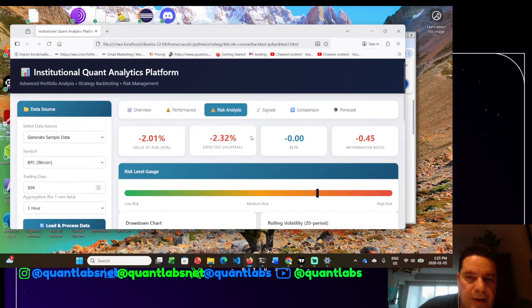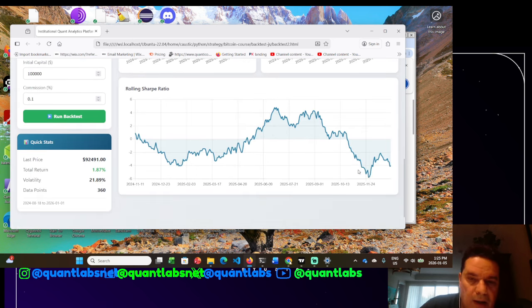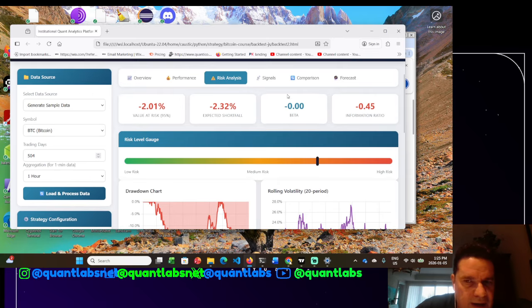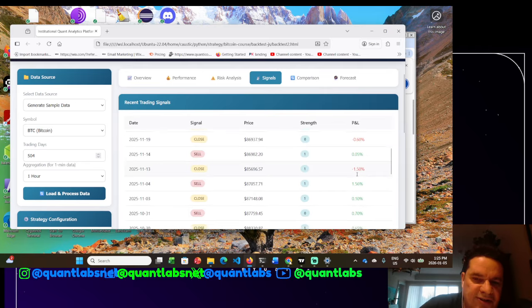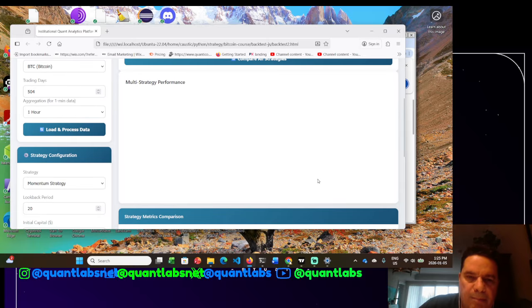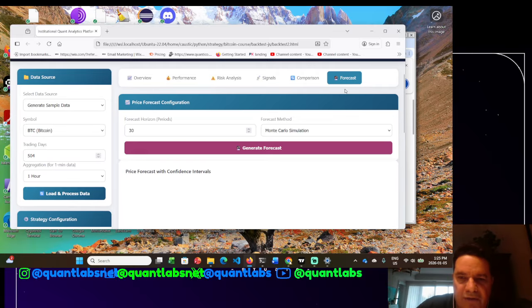So we can look at the risk analysis for this particular strategy. Value at risk. This is now all quantitative, expected shortfall, the beta, and so on. Okay. So we have a rolling Sharpe ratio, and this is where you get more into the quantitative analysis. And then we have our signaling as well. And then we can look at the overall comparison of the strategy. Now that's on the forecast, I believe.